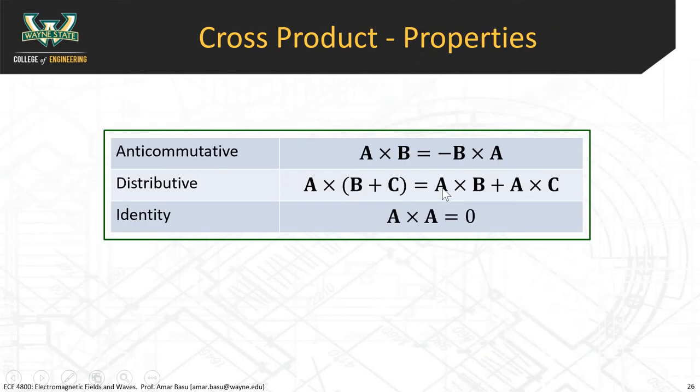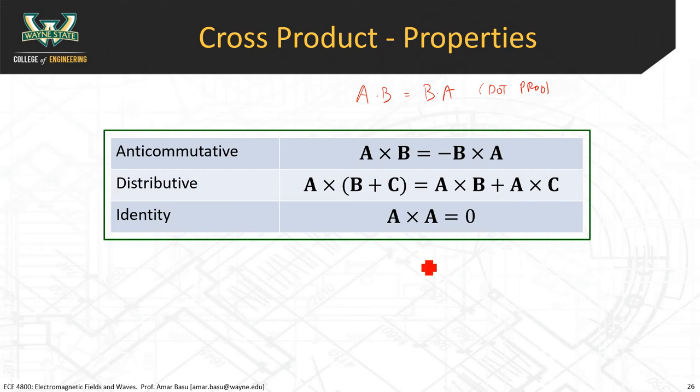So here are some properties of the cross product. Anti-commutative. A cross B is not the same thing as B cross A. Remember that. This is very important. You have to just multiply it with a negative sign. If you remember, A dot B, the dot product, is equal to B dot A, right? That's for the dot product. But for the cross product, the commutative property is not true. But the distributive property holds. A cross (B plus C) is equal to A cross B plus A cross C. And then the identity vector A cross A is equal to 0.